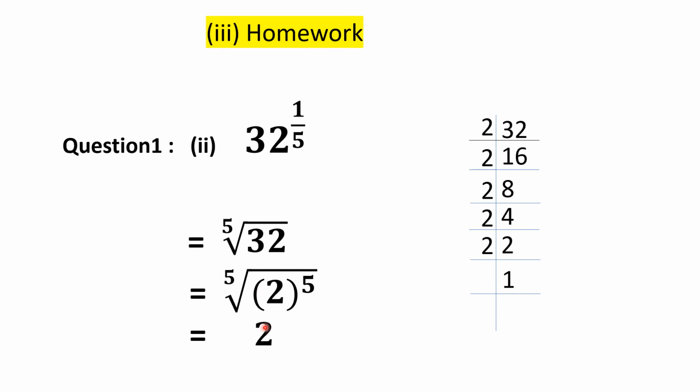So 32 can be written as 2 raised to 5. Why 2 raised to 5? Because when 2 is taken 5 times, you get 32. 2 into 2 is 4. 4 into 2 is 8. 8 into 2 is 16. 16 into 2 is 32. So 2 raised to 5 is 32. That's why you write it this way, and the 5 and the fifth root cancel each other and you get 2 as your answer, right? Next question.